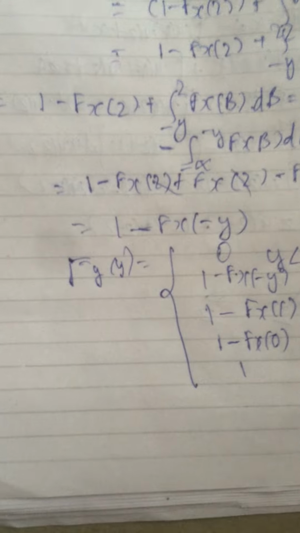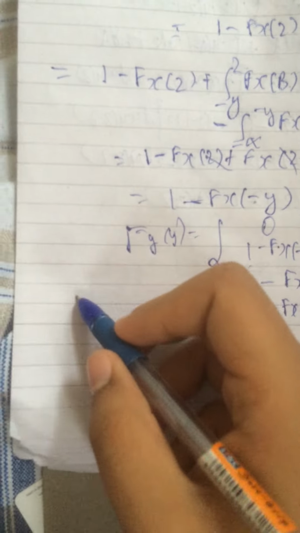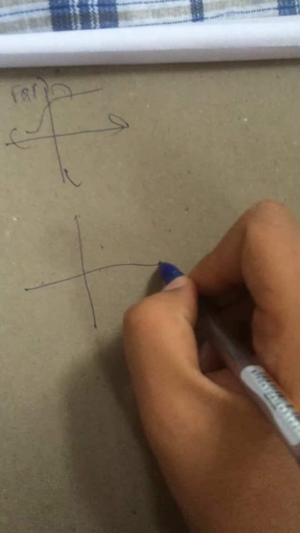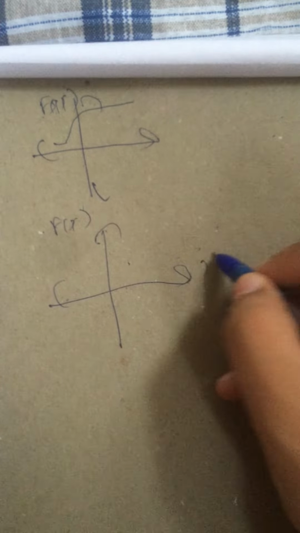Now from small f of y and capital F of y, we can plot the graph in terms of Fx and small fx. This is the graph of capital Fx of x. This is the graph of small fx of x.